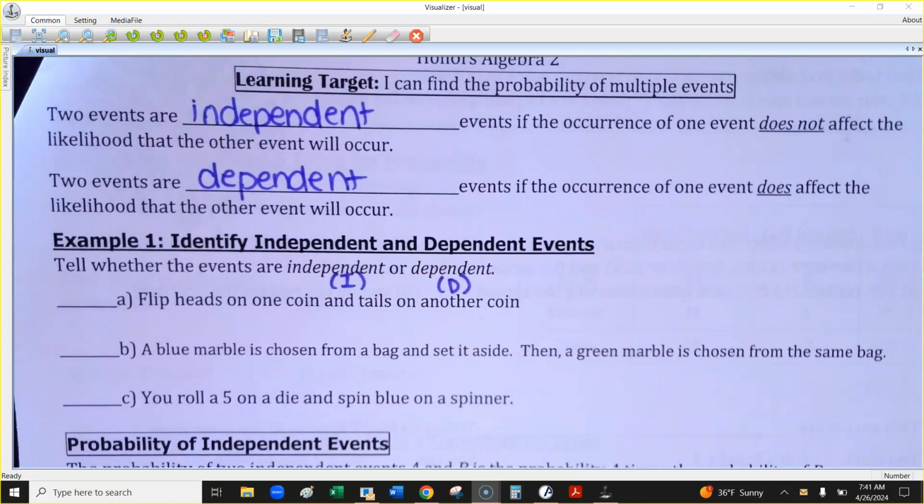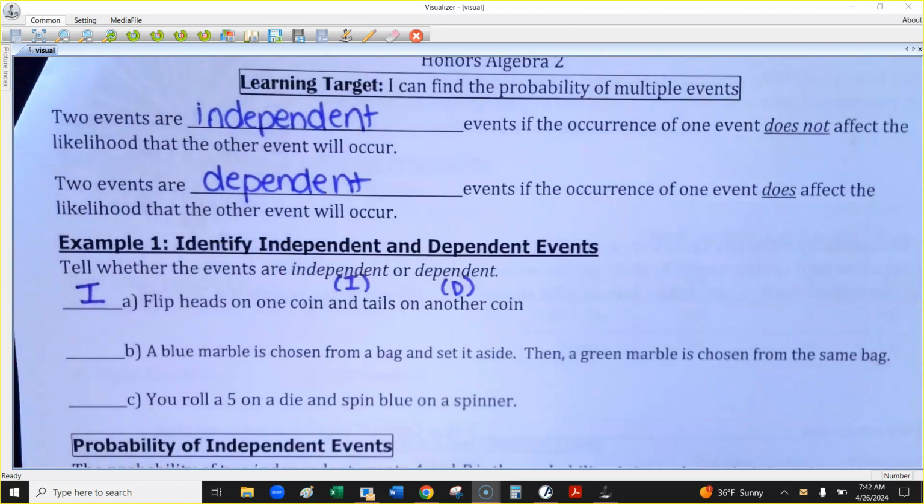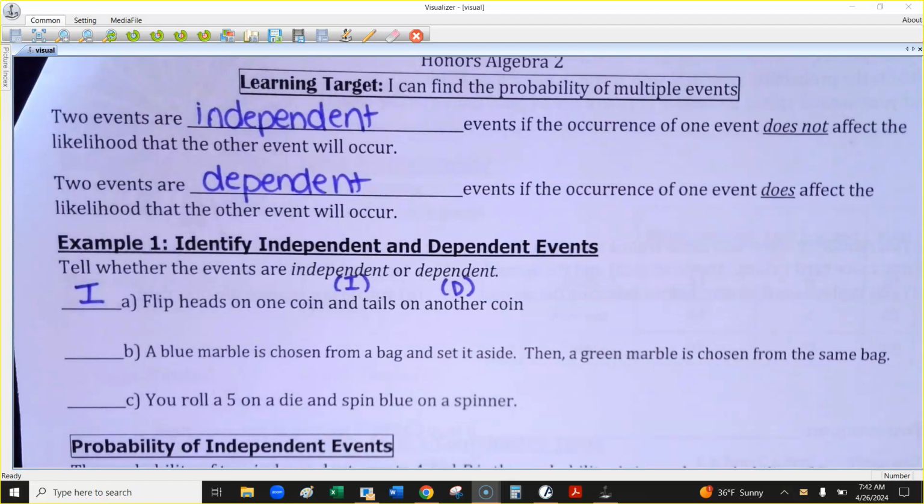So the first example just says flip heads on one coin and a tails on another coin. Do those affect each other? No, they're two totally separate coins, right? So this would just be independent. Two different coins, one doesn't affect the other.